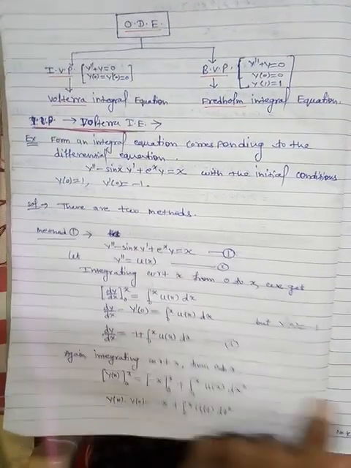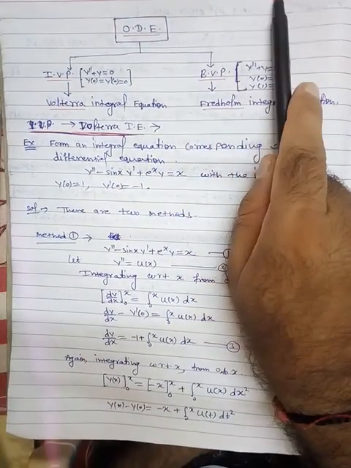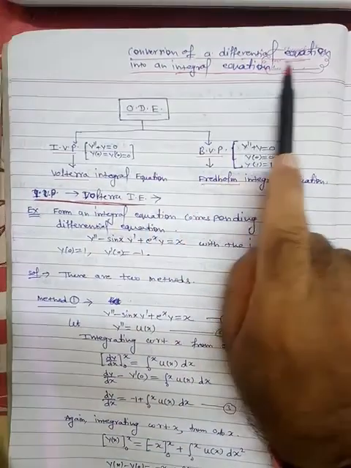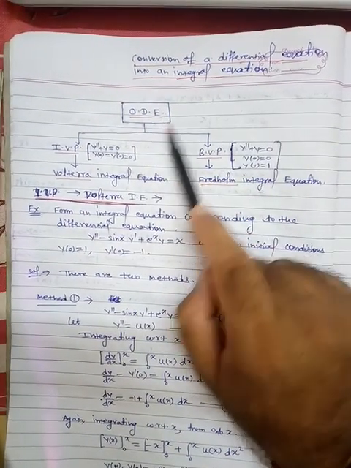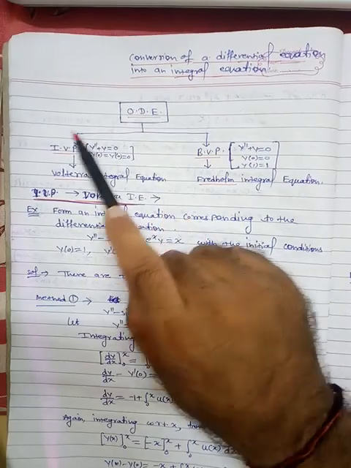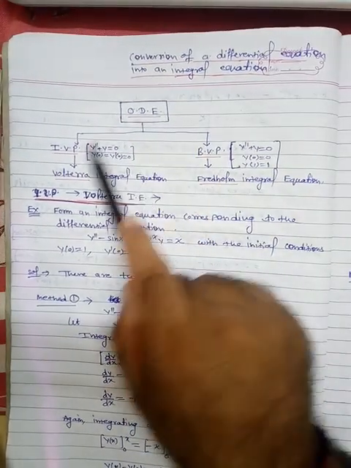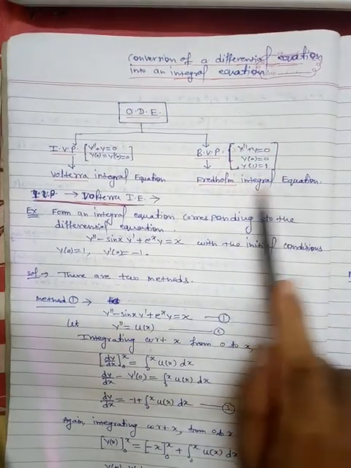Now the important thing is conversion of a differential equation into an integral equation. We know that an ordinary differential equation can be divided broadly into two parts, initial value problem and boundary value problem. So this is an example of an initial value problem. This is the example of a boundary value problem.